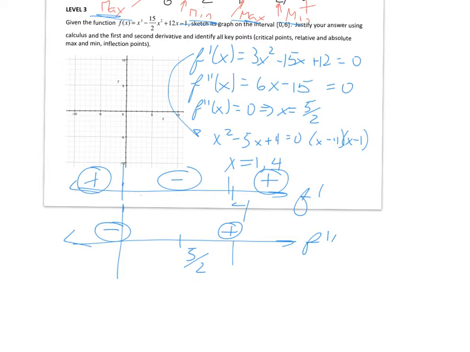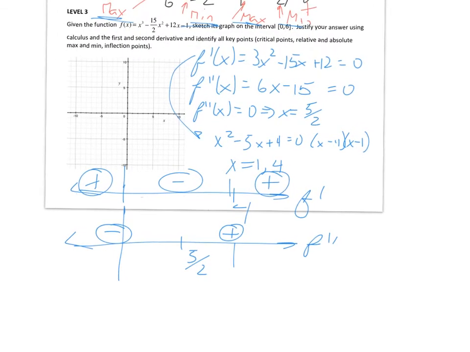Given the function, sketch the graph in the interval, justify your answer using calculus and the first and second derivative points. So I've got the critical points, relative, but it also talks about absolute max and min and the inflection points. So here we go.